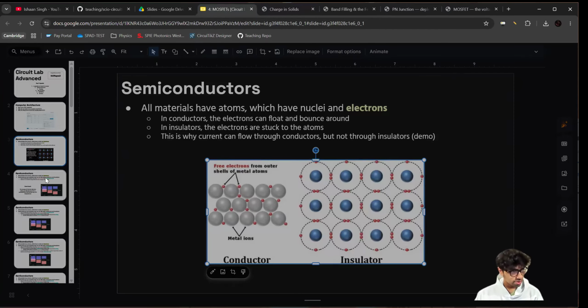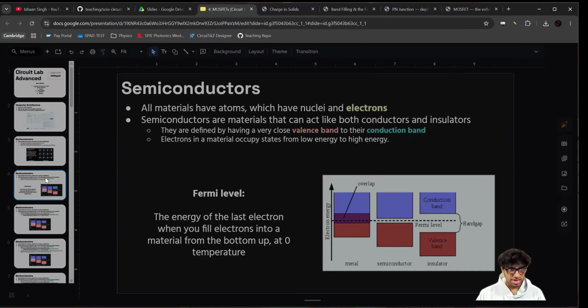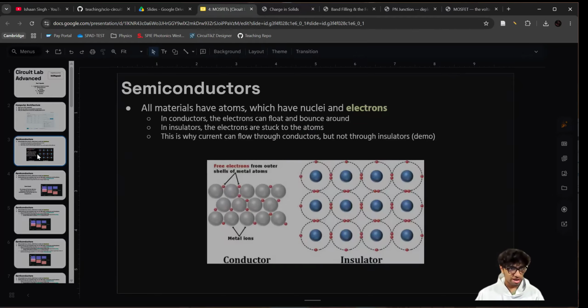Now, semiconductors can act like both conductors and insulators, and they're defined by having a close valence band to their conduction band. So I'll go back to this diagram here. In the conductor, all these electrons are free to move around. So we call that conduction, okay? All the electrons, or the electrons that are moving around, I should say, are in the conduction band. In this insulator, all the electrons are just stuck in place.